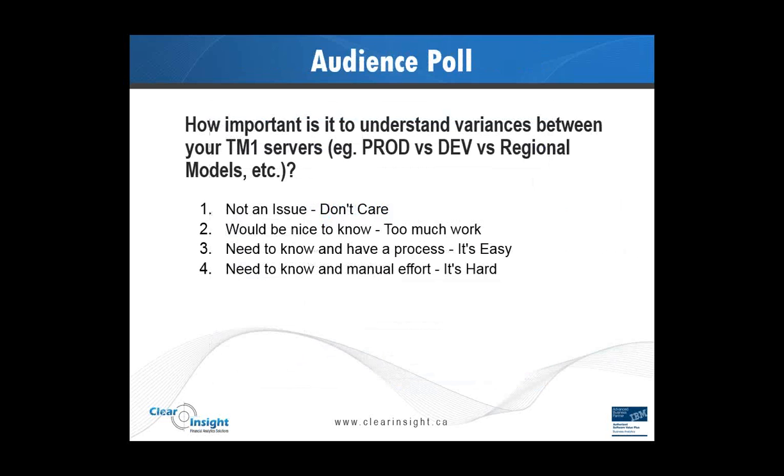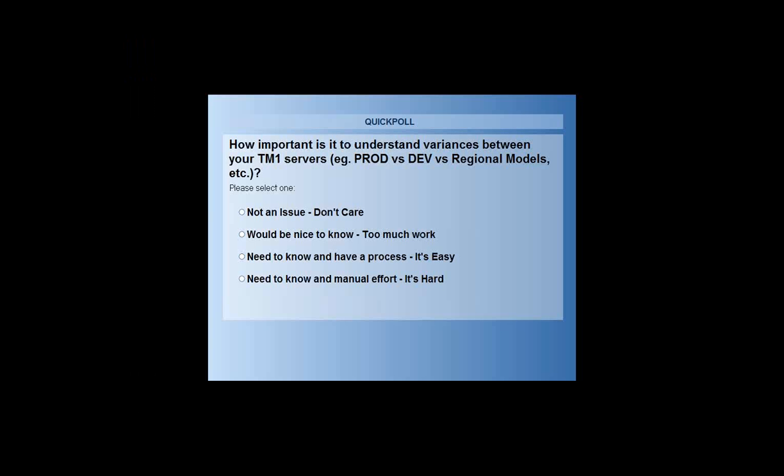So before we jump to the next slide, our third of 4, so we have one more poll after the demo. What we'd like to know now is, current documentation aside, within your TM1 environment, how important is it for you to understand variances between your TM1 servers, whether it's between prod and dev, different regions like the example I gave before, or various servers? How important is it for you to understand the differences between things?